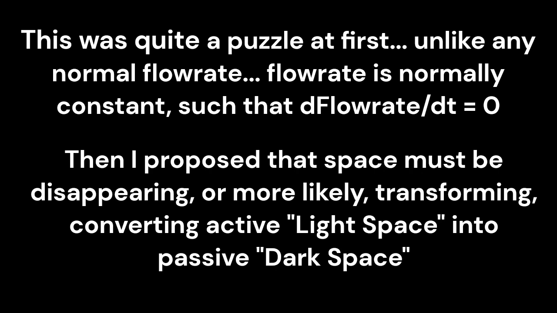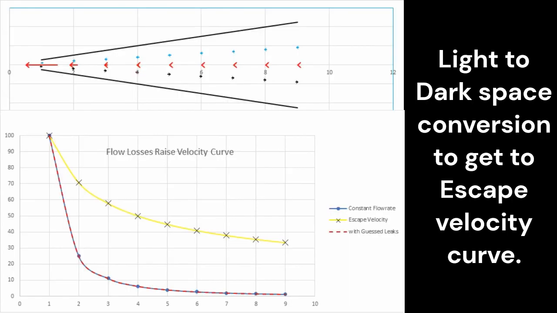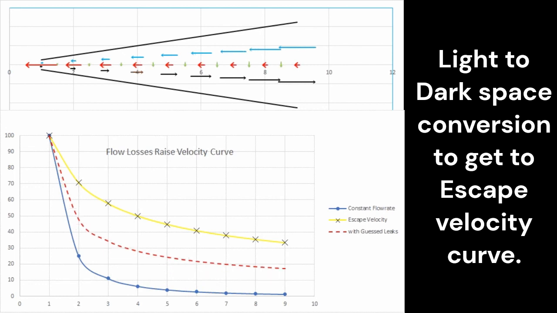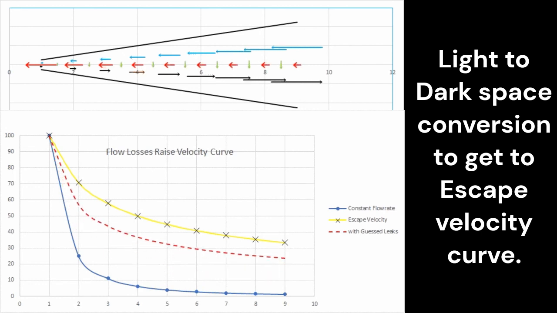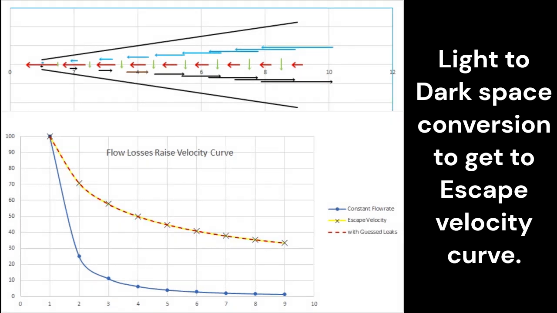So I proposed that space must be doing something unusual, must be disappearing or, more likely, transforming, converting active light space flowing inward into passive dark space flowing outward. And that would look about like this. In the upper curve, the blue light space flowing in is converted to dark space flowing out, such that the velocity, the red arrows, are increased up to the escape velocity function.